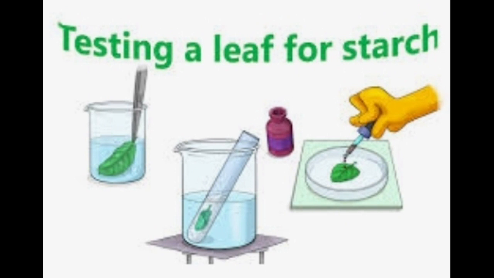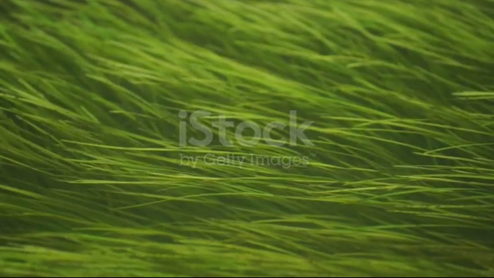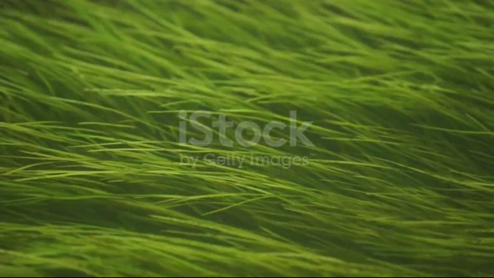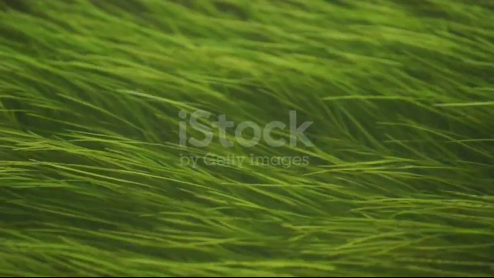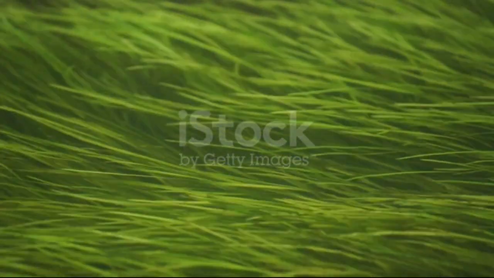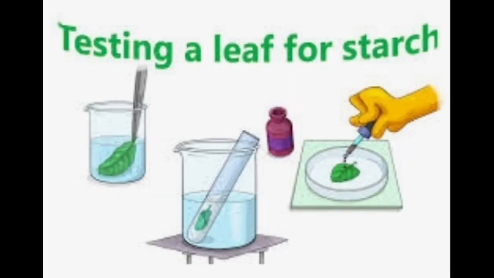Not only green plants, some algae which we can observe are also green in color. Why? Because these algae also contain chlorophyll, which gives them the green color. So algae can also prepare their own food by the process of photosynthesis. These algae can be observed as slimy green patches in ponds or stagnant water bodies.